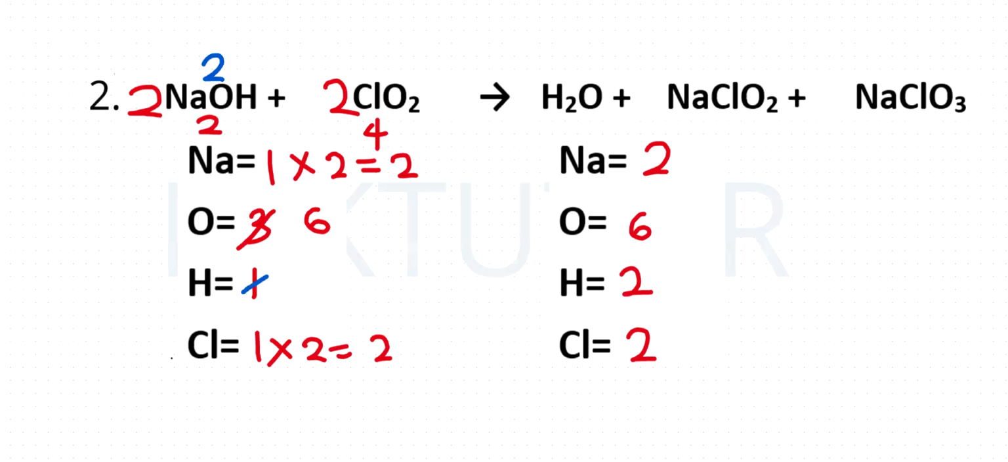So let's count it all together and see if our equation is now balanced. On my reactant side now, I have 2 atoms of sodium and I have 2 atoms of sodium on my product side. On my reactant side there, I have 6 atoms of oxygen and I have 6 atoms of oxygen on my product side. For hydrogen on the reactant side, I have 2 atoms, and on my product side, I have 2. For chlorine, I have 2 atoms on the reactant side, and on the product side also, I have 2. So that shows that this equation now is balanced.